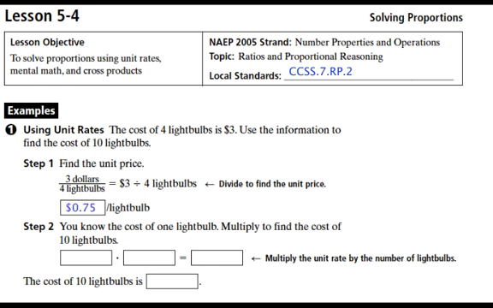Step 2, you know the cost of 1 light bulb. Multiply to find the cost of 10 light bulbs. So we're going to take 75 cents times 10 light bulbs. 75 cents times 10 is $7.50. So the cost of 10 light bulbs is $7.50.